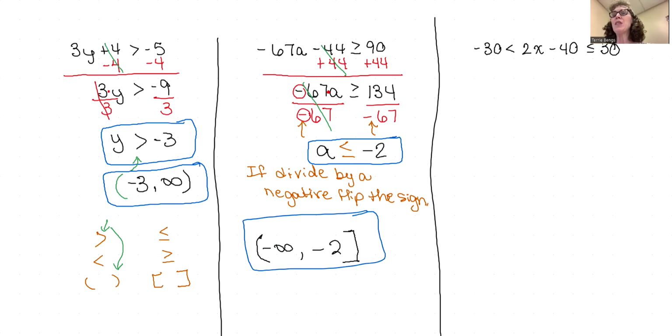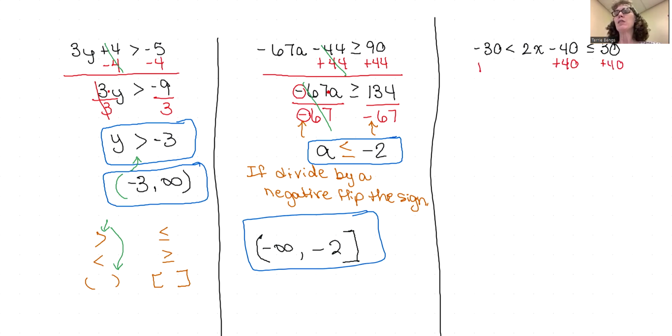All right, so let's look at our last one here. And this one looks a little weird. We have a negative 30 is less than 2x minus 40 is less than or equal to 30. So we're like, hey, there's two inequality signs. That's okay. Our goal is to get x in the middle by itself. So if you just don't look at the two things on the sides, if I just want 2x left there, I've got to get rid of that 40, right? So I'm going to do the opposite, and that would be adding 40, correct? What I do to one side, I must do to all three sides.